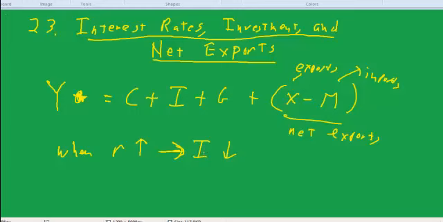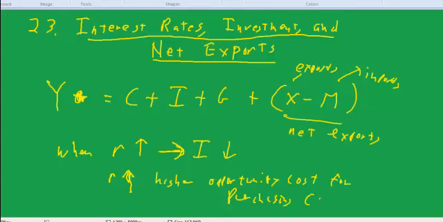So the thinking is that, remember when we raise the interest rate, that increases the opportunity cost. So R going up means that you have a higher opportunity cost for purchasing capital goods.